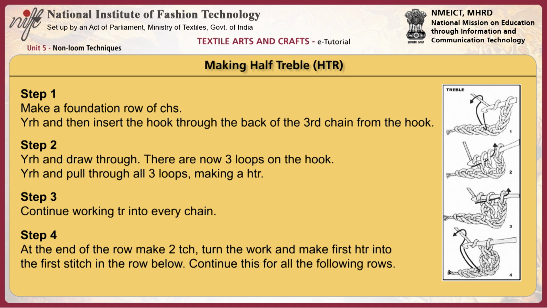Continue working half treble into every chain. At the end of the row, make 2 turn chains, turn the work and make first half treble into the first stitch in the row below. Continue this for all the following rows.